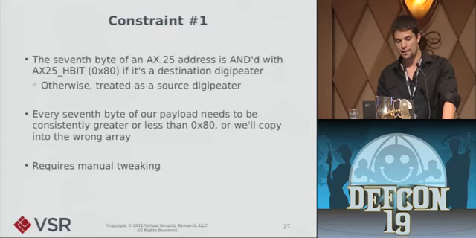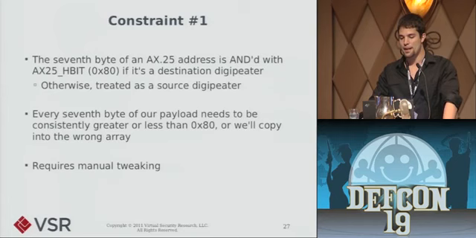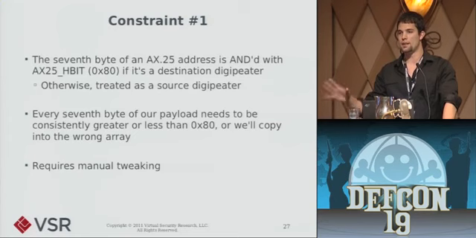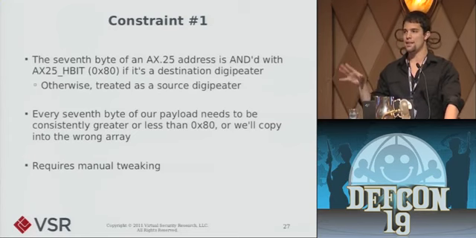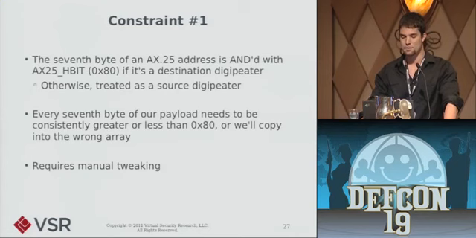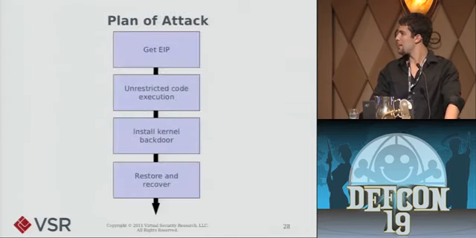Now, you may also notice that there's a constraint here. The 7th byte of every AX25 address is actually ANDed with a flag that indicates whether it's a source or destination digipeater. And that means in our payload, we need to obey that constraint. Every 7th byte needs to be consistently greater or less than 0x80. Otherwise, one 7-byte chunk might be copied into one array, and then the next one might be copied into a different array, and it would be very difficult to handle, and it would be a pain. So this just required me to go through the exploit and manually check that this constraint was satisfied.